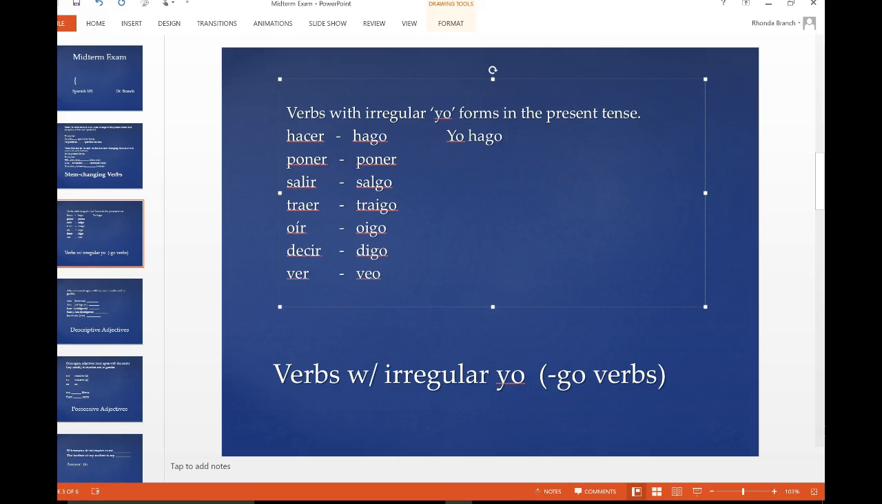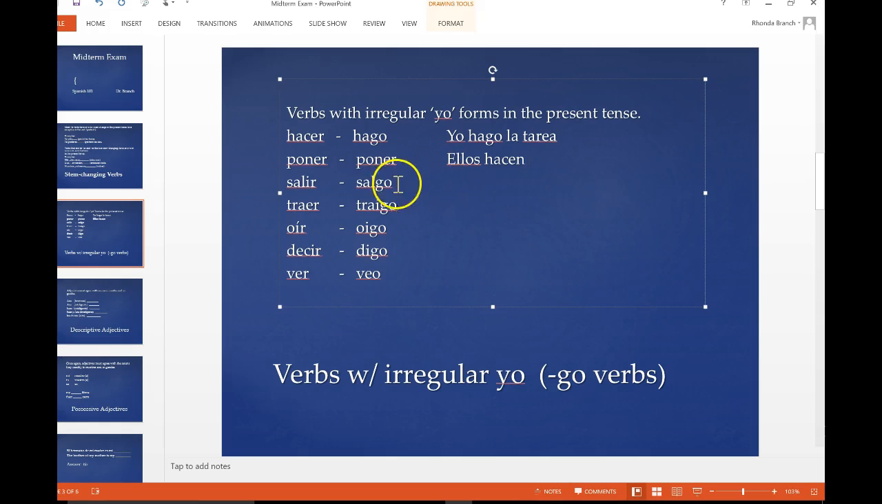Yo hago. I do homework. If you wanted to say they do homework, ellos, it's simply going to be hacen. If it's not the yo form, just do what you were doing on the first quizzes, where you simply drop the ER, IR, and add the endings. Okay?